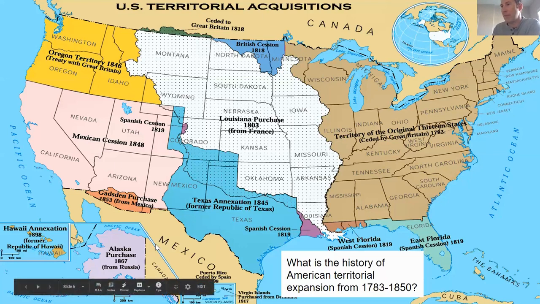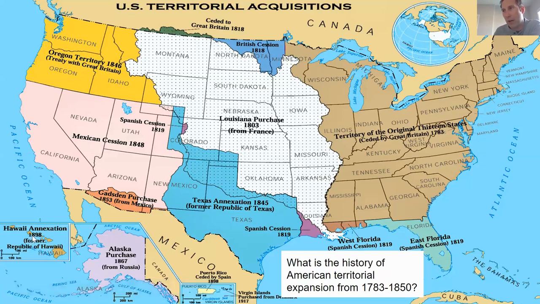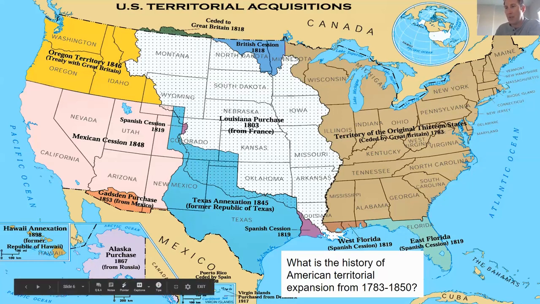Just really quick, years later, in 1867, we're going to annex Alaska from Russia. We're going to purchase it, rather. We do that after the Civil War. And then we're going to talk more about Hawaii in 1898 in a second. So this is a history of America's territorial expansion and America's expanding borders.